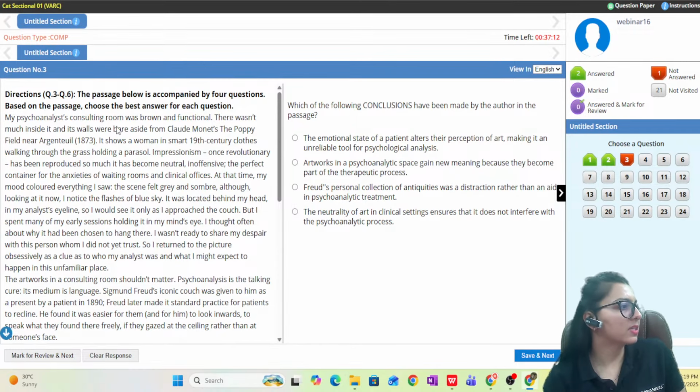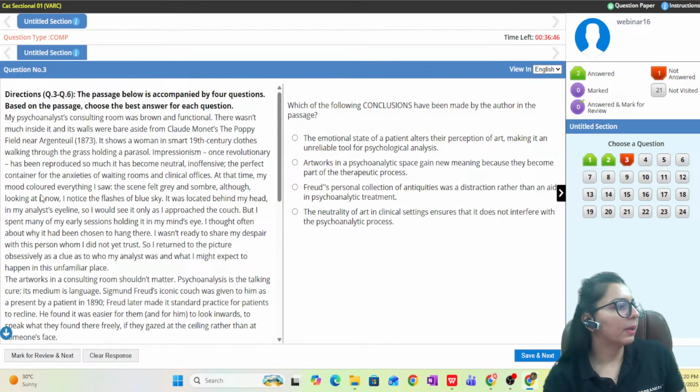My psychoanalyst's consulting room was brown and functional. There wasn't much inside it, and its walls were bare aside from Claude Monet's The Poppy Field. Okay, it shows a woman in smart 19th century clothes walking through the grass holding a parasol. Impressionism, once revolutionary, had been reproduced so much it has become neutral, inoffensive, the perfect container for the anxieties of waiting room and clinical office. So he's basically describing what the office looks like.